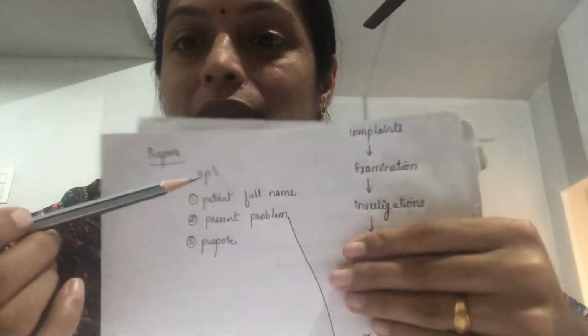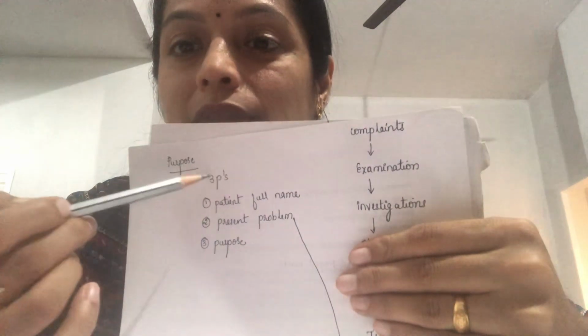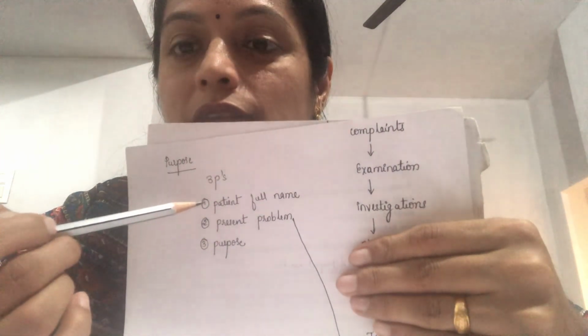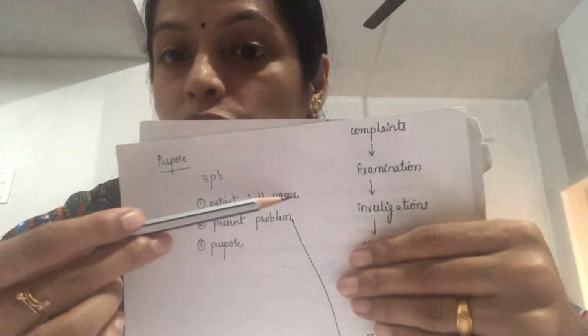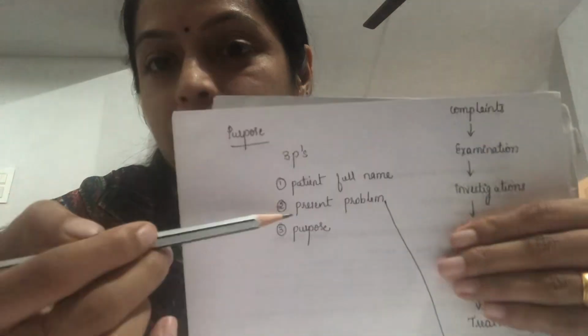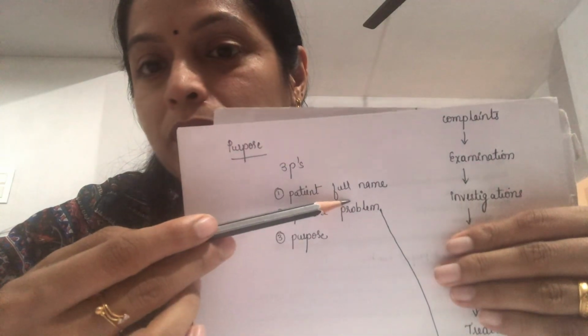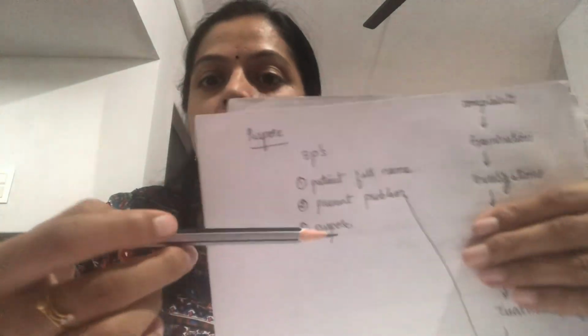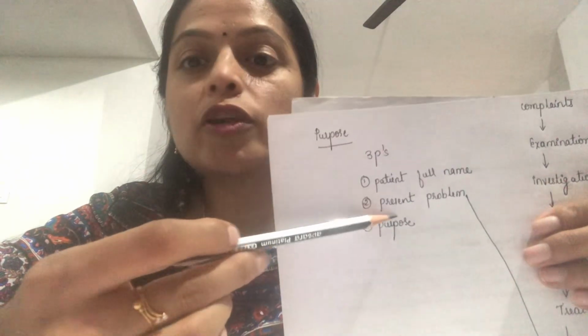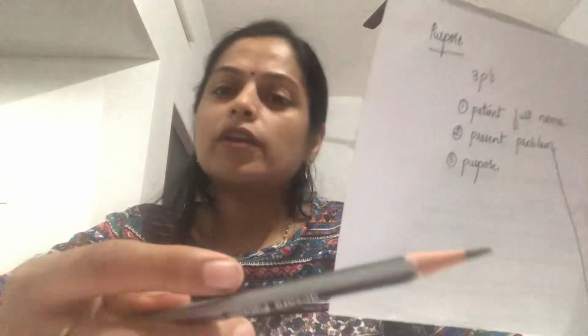See, in the purpose, 3 things. That means 3 P's. The first one is the patient's full name. Next one is the present problem. Then is the purpose. That means when the reader is reading your purpose, for example, when we are writing a letter to our relatives or friends, one intention we have, right?